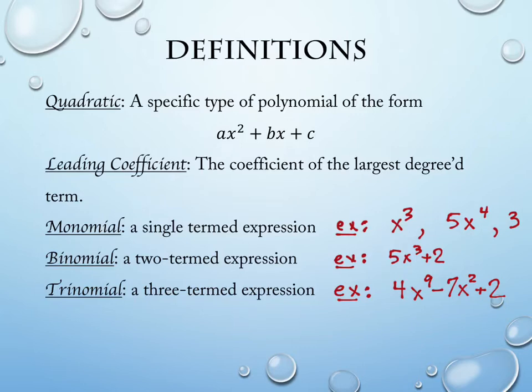You might ask, well, what if I have more than that? If we have more than that in mathematics, we just call them generally polynomials. We don't have any specialized names beyond 3 terms. Okay?